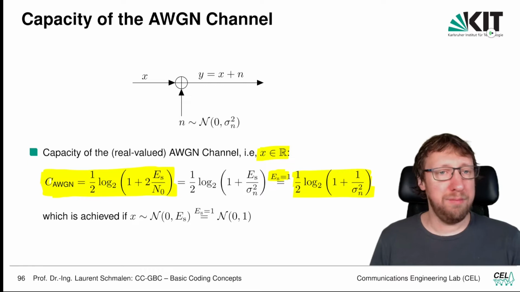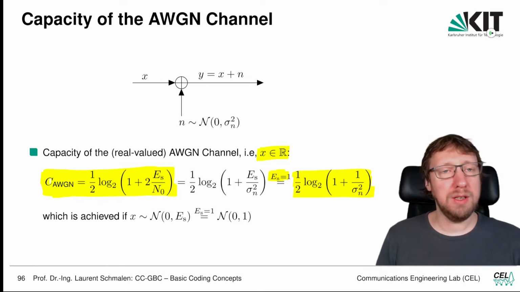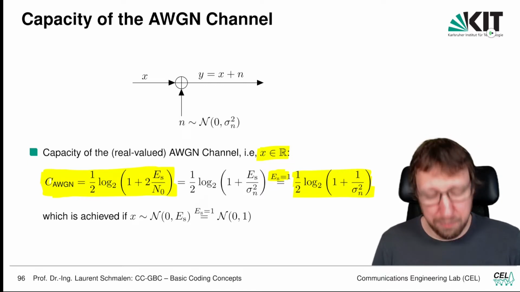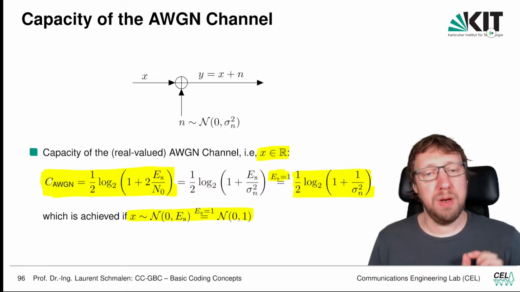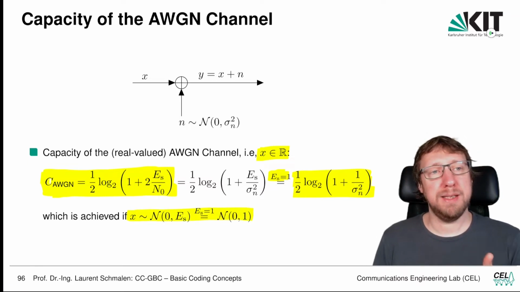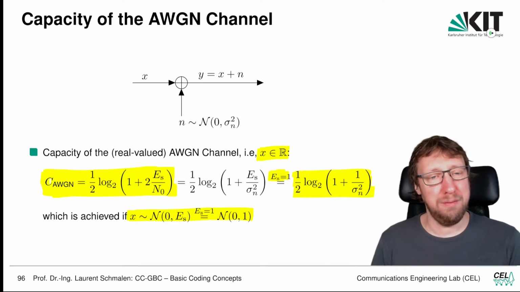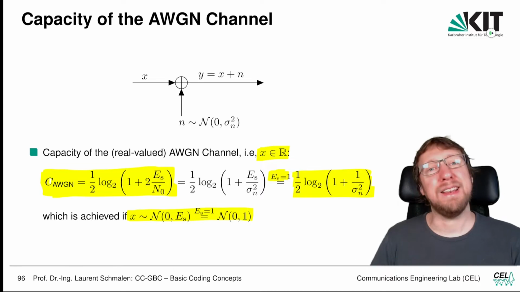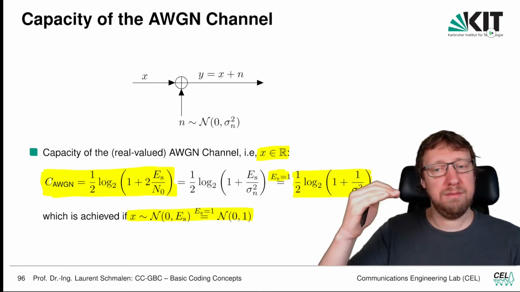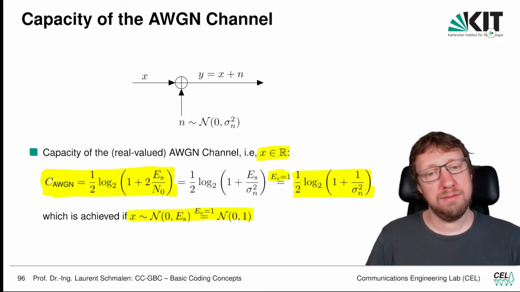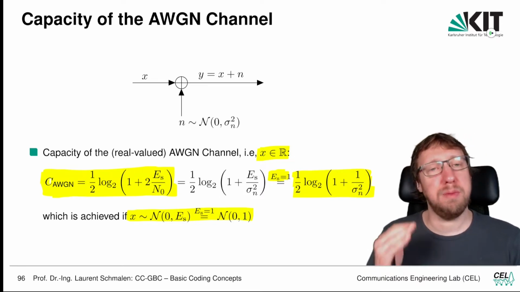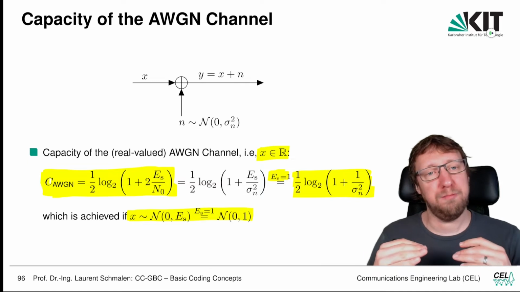So how should the input look like? That is also very interesting. The input should be normal distributed. So it should be normal distributed with mean 0 and variance 1. That's the best possible input for a channel. Then you get the highest capacity. It's not very easy to generate such an input, but that's the best possible we can have. So this is the upper bound.